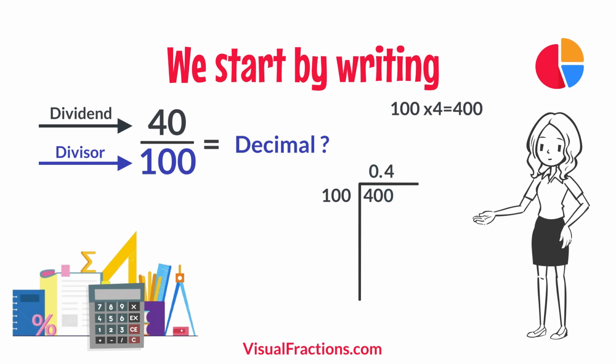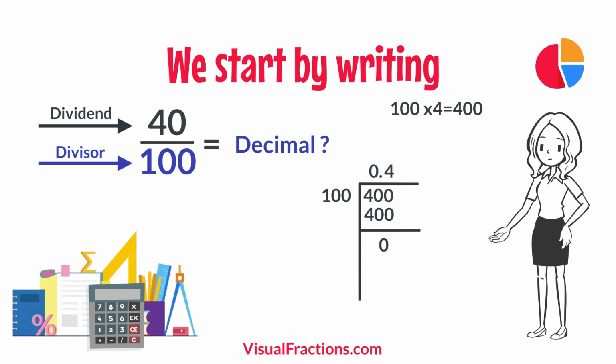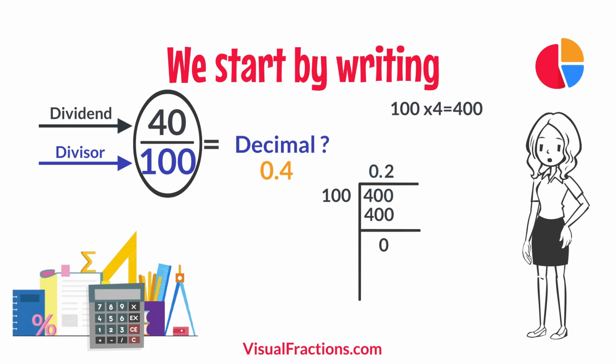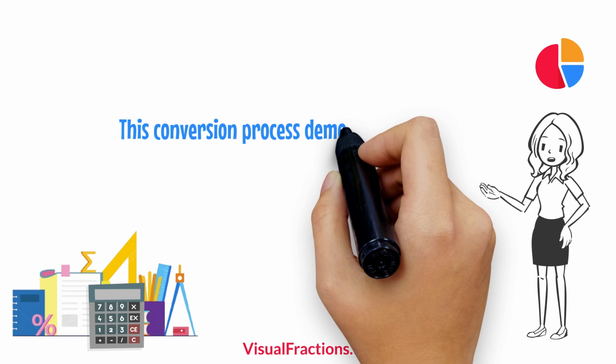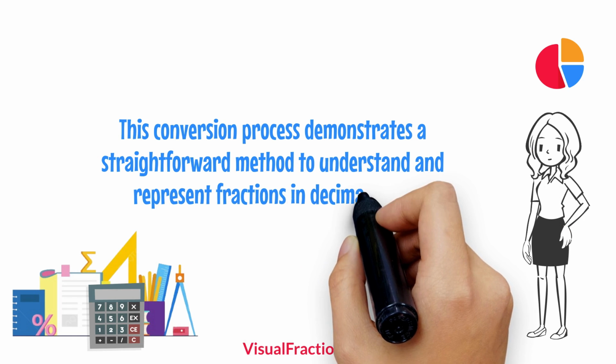Multiplying 4 by 100 gives us 400. When we subtract 400 from 400, we get a remainder of 0. So, there we have it. The fraction 40/100ths converted to a decimal is 0.4. This conversion process demonstrates a straightforward method to understand and represent fractions in decimal form.